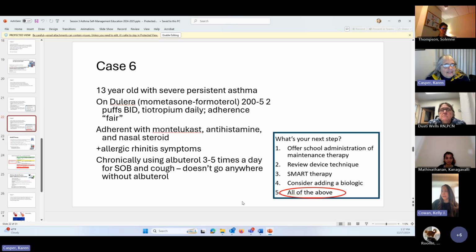She's actually bringing a spacer for her albuterol with her in her pocket, even though it's inconvenient, because she needs it. So we did offer, just to try to bolster the adherence, even though things were no better when she was taking it well, to do school administration of maintenance therapy. At this time, she was switching schools. She was adamant that she would not do that. So we went on to some other things as well. So the device technique was fine.